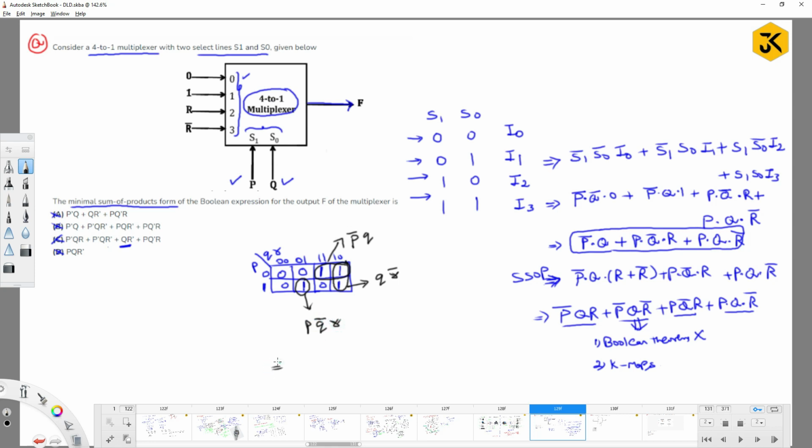So finally, if you combine all the expressions: P bar Q plus Q R bar plus P Q bar R, right? So this is the simplified form of the respective expression. Check with the answers whether it is there or not. P bar Q, first option, Q R bar and P Q bar R, right? So option A is the correct answer. I hope you understood clearly. Thank you.